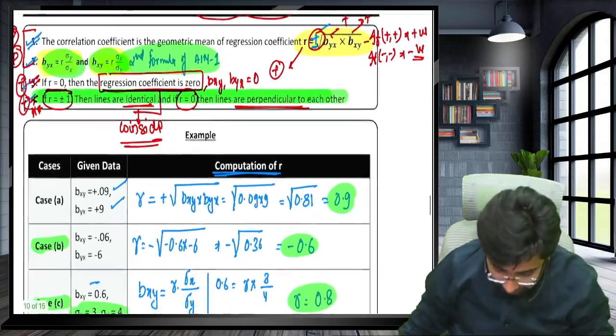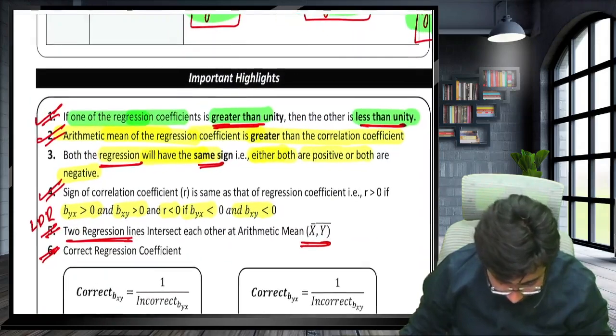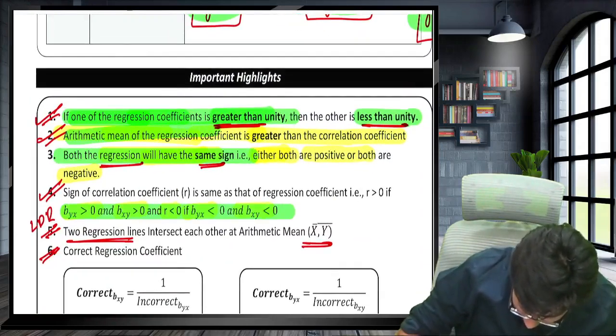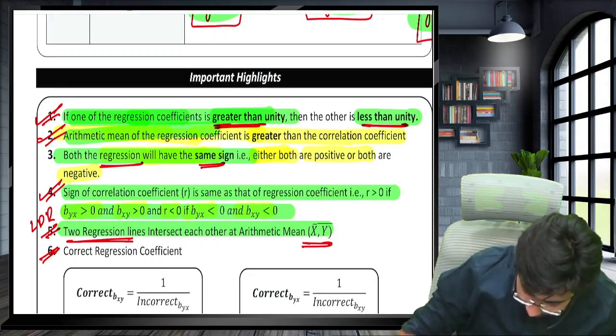Okay, guys, then we have completed the practical part of this. We have discussed the important highlights: this point, this point, this point, and this point. They intersect each other, that their mean, and the sign of correlation remains the same. Yes, this we have discussed.